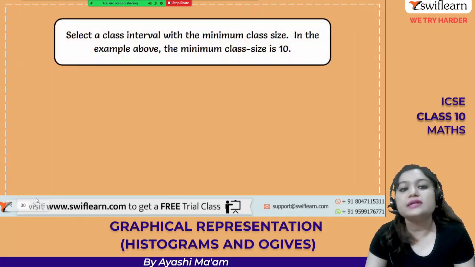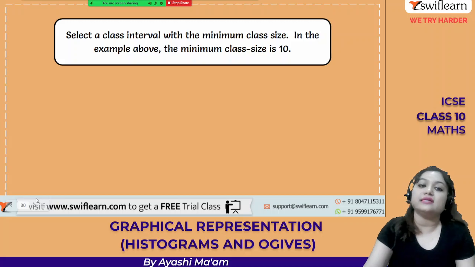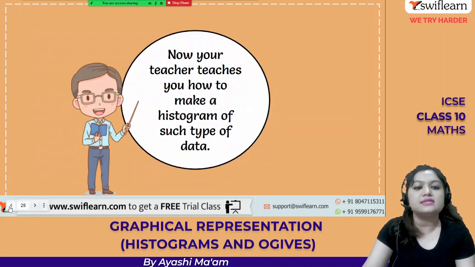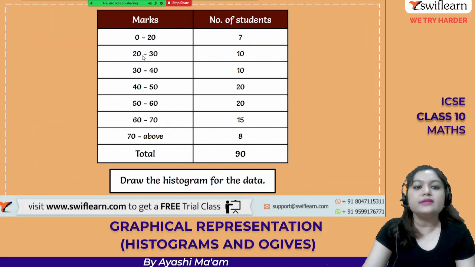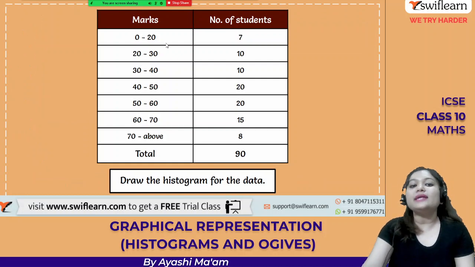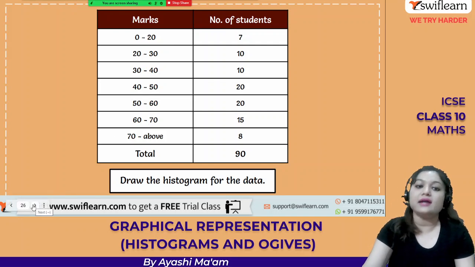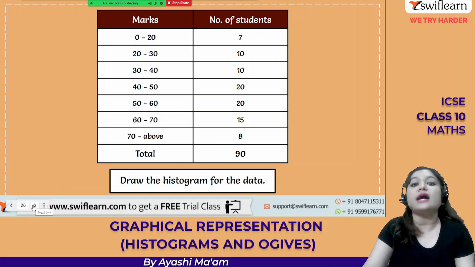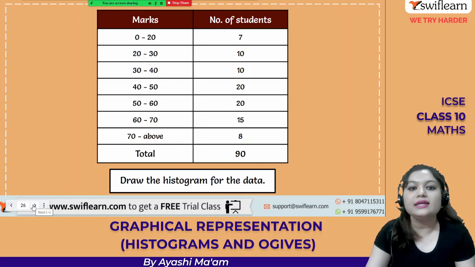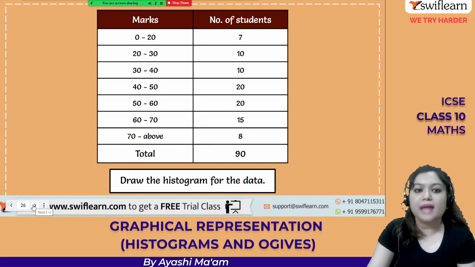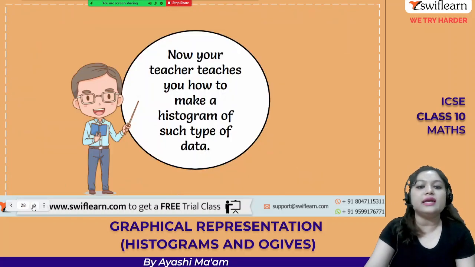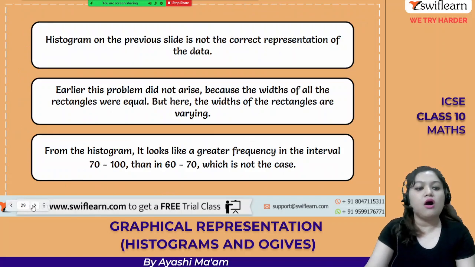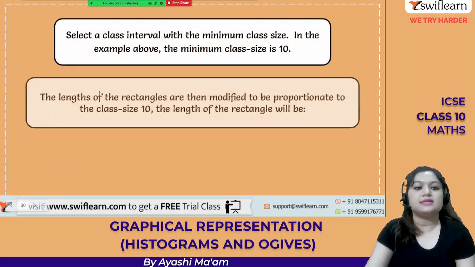Firstly, you have to select a class interval with minimum class size. In the example, the minimum class size is 10, right? Let's look at the class sizes. 0 to 20, 20 units. 20 to 30, 10 units, right? So 10 will be your minimum class size. 30 to 40, 10 units, like that. And 70 to 100, the difference will be 30 units. So definitely we can't take it as the minimum. It is the maximum. So the minimum will be 20 to 30, 10. 10 will be your minimum class size.